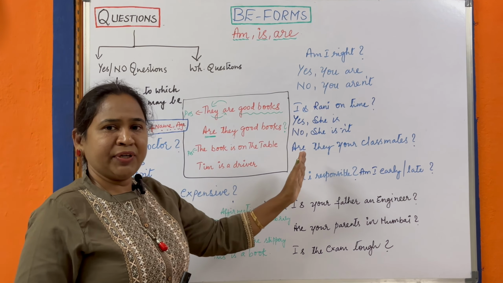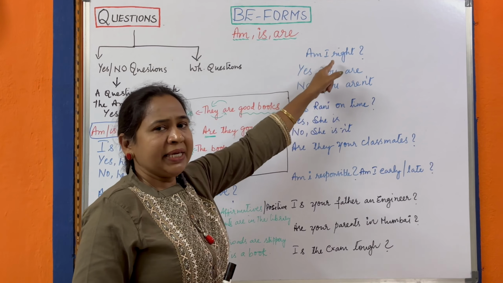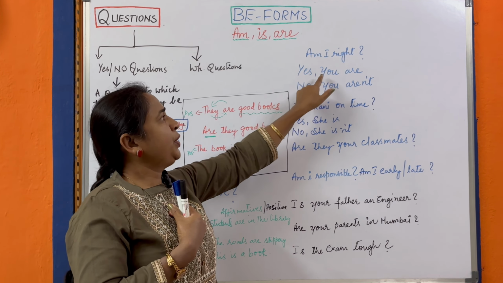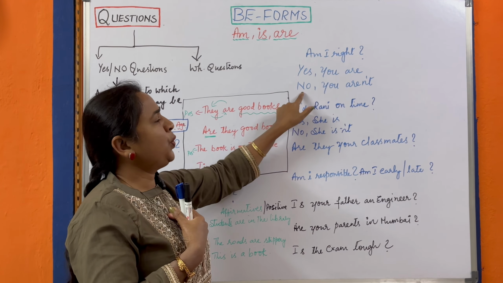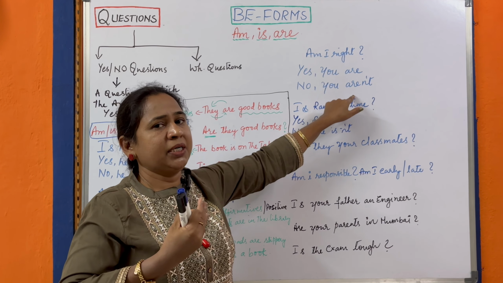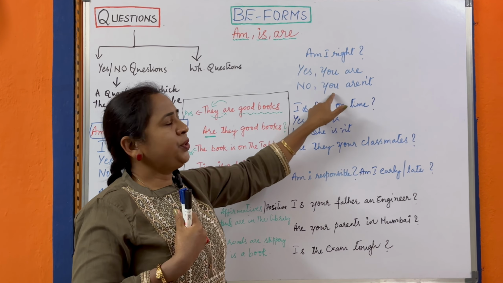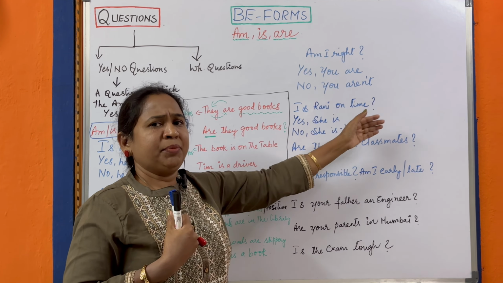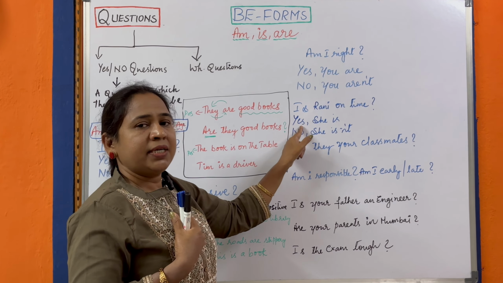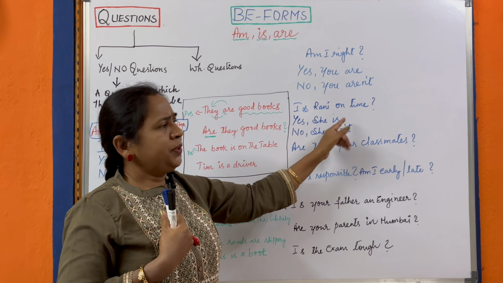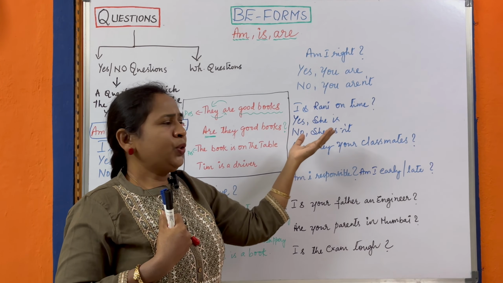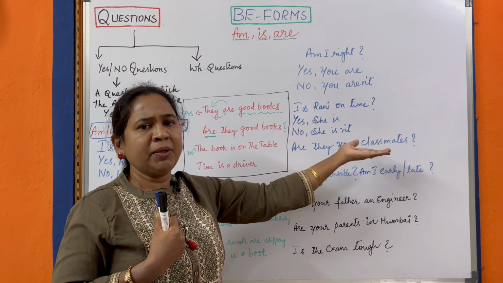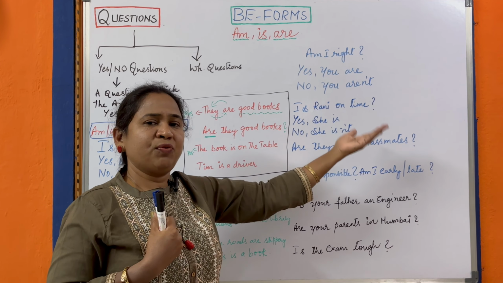Same way, I have given you some more examples here. Am I right? Then correct. Then your answer would be yes, madam, you are. No, you aren't. Then, if it is not correct, how do you say it? No, you aren't. Okay. Is Rani on time? Yes, she is. You can even say she is on time. No, she is not on time. That also you can use, not a problem. But generally, whenever we speak, we go for the shortened form.